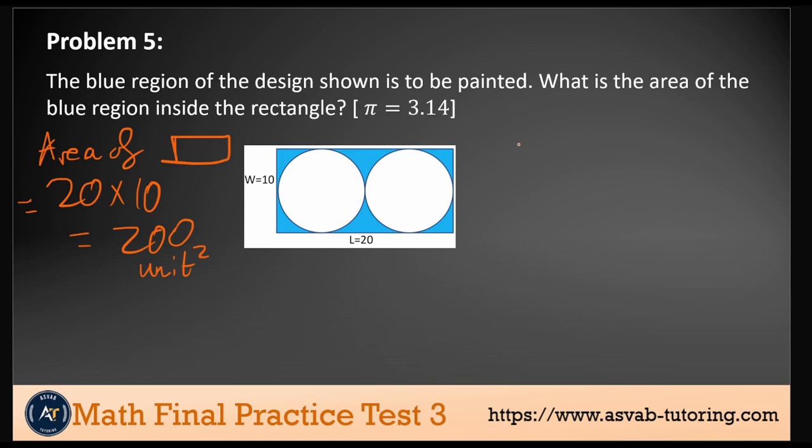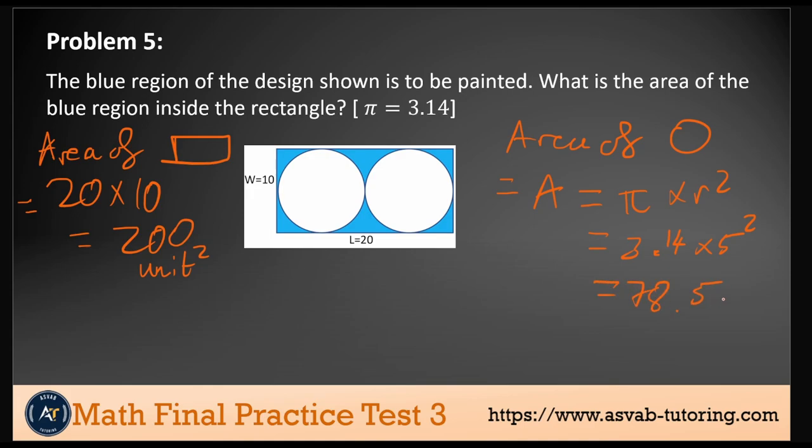So the area of one circle equals pi times r squared, where we have 3.14 as the given value. We don't have to use the actual pi value, multiplied by 5 squared. Then we get 78.5 units squared. Okay, so now we can figure out the shaded area.